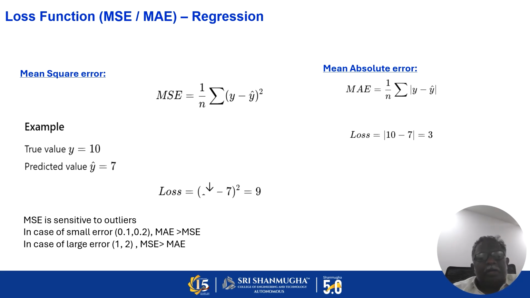Here y hat is the predicted one and y is the true, meaning actual, one. Since we use only one sample, we don't need the n value, so the squared loss is 9. In case of absolute error, it is going to be 3.